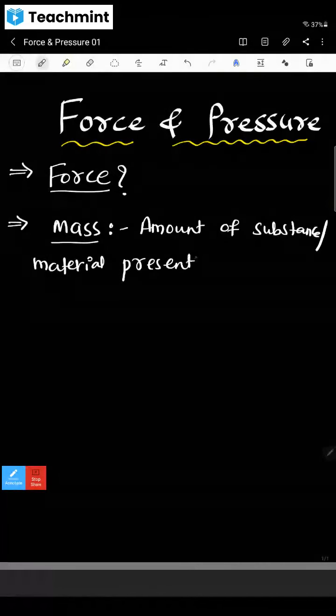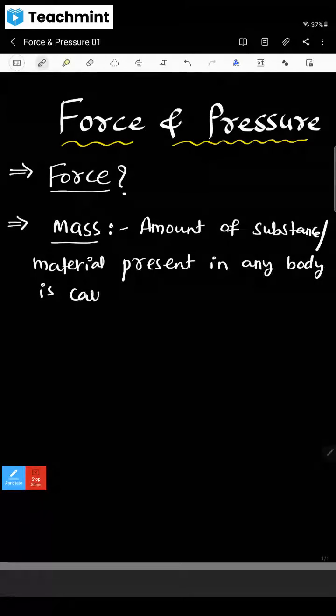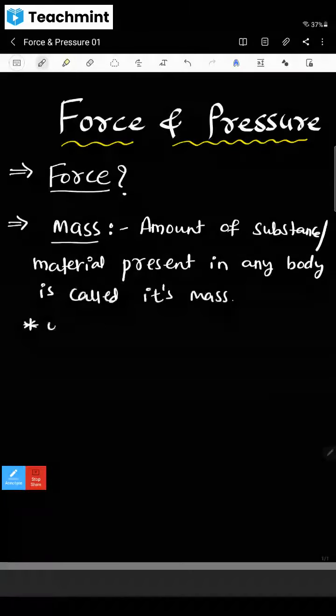The amount of material or substance present in anything, in any body, is called its mass. Now, what are the units of mass?